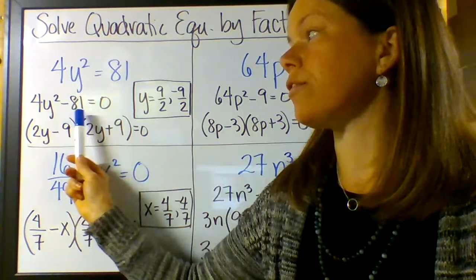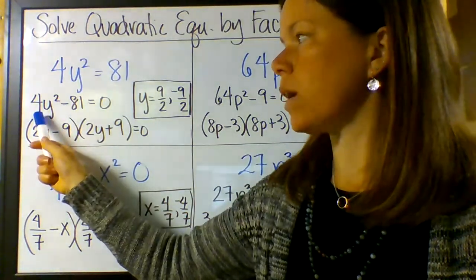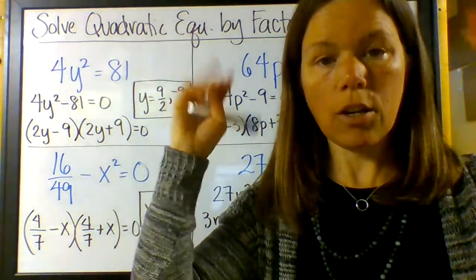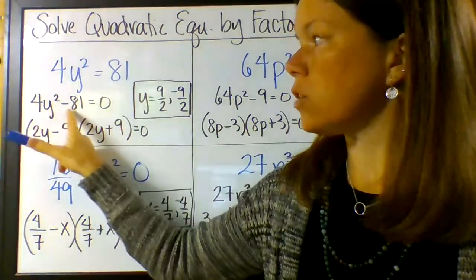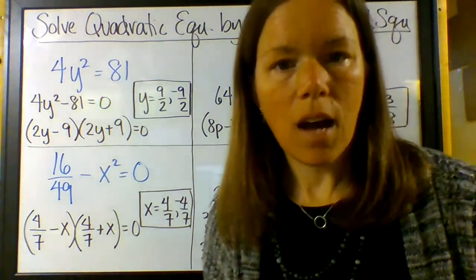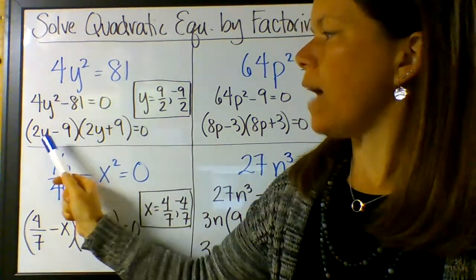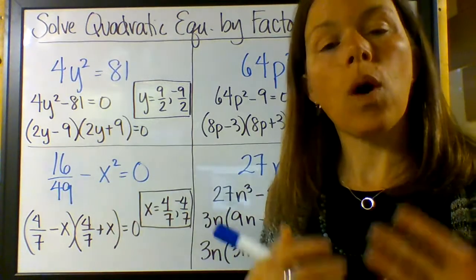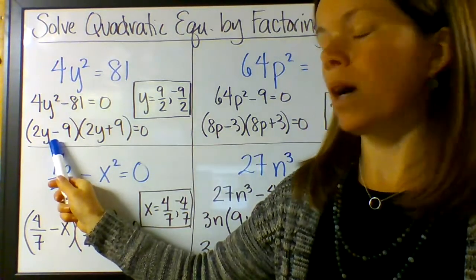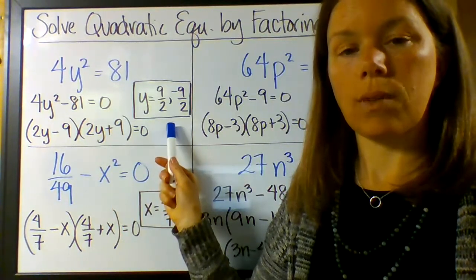And then I see here a difference of two squares. I see two terms, a perfect square on the left and a perfect square on the right, separated by a minus sign. This tells me, alert, difference, the minus of two perfect squares. Awesome, that's so easy to factor. Conjugates: 2y minus 9 times 2y plus 9. And then I'm solving an equation, so I need to know what y could equal to make that equation work. In this case, it could equal positive 9/2, and in this case, it could equal negative 9/2. So there's my answer right there.